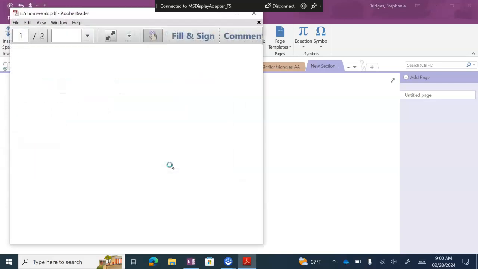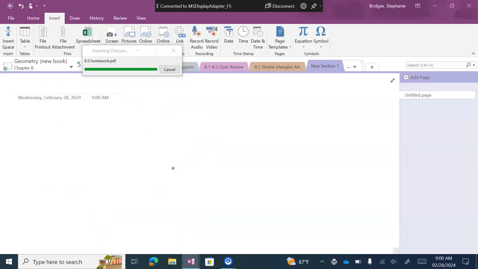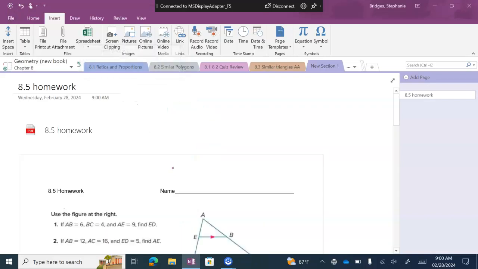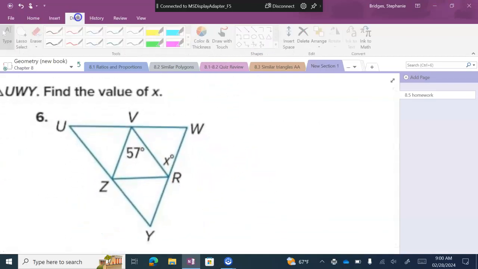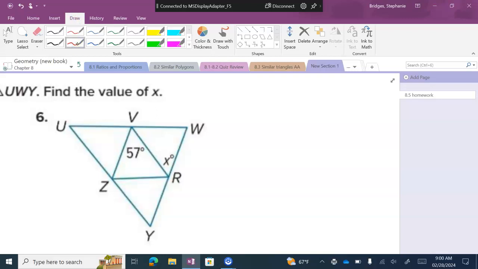All right, so the directions for 6 tell me to find X. Look at your picture. Where's X? Is that a side or an angle? It's an angle, okay? Now, why are we doing angles with mid-segments? I don't really know, but we're going to do it anyway. All right, look at here. What do we know about this line and this line? They are what?